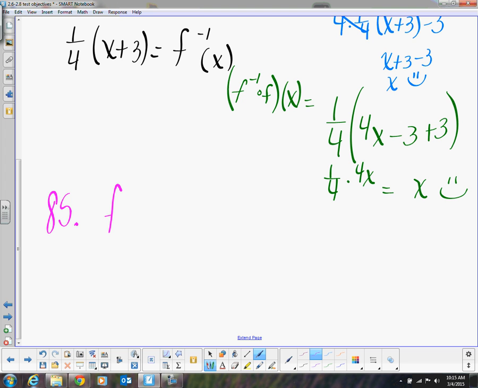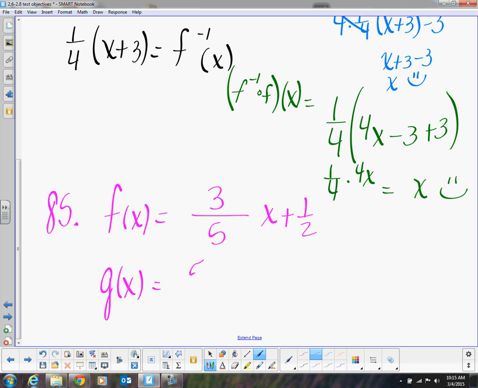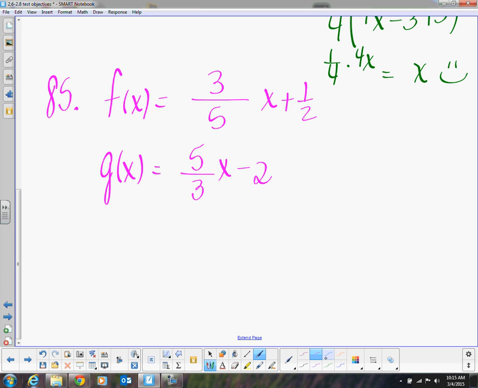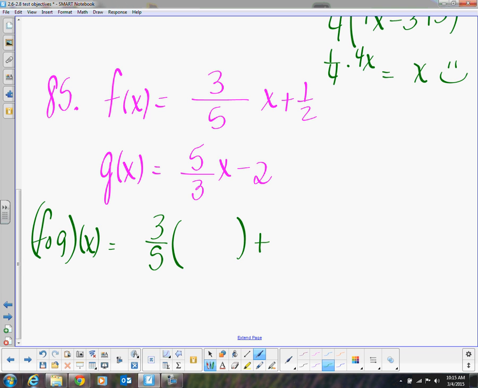85 said, f of x equals 3 over 5x plus 1 half, like this, right? Yeah. And g of x is 5/3 x minus 2. And didn't they ask for g of f and determine inverses, correct? Yeah. So this is what mine will most likely look like. So you have to do first f of g. So what does that mean? I'm going to take my f function and I'm going to prepare it for substitution. Now what do I put inside? 5/3 x.